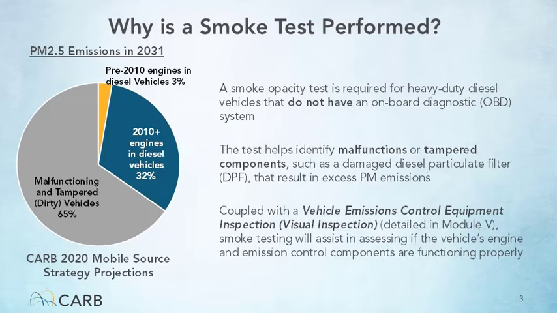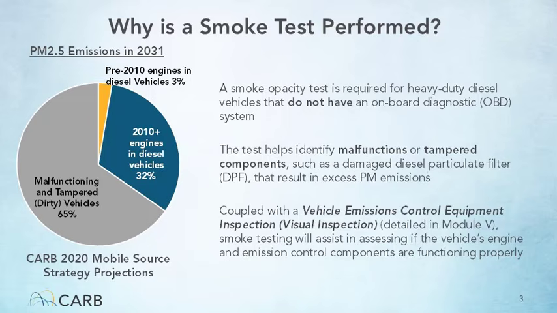Why is the smoke opacity test required? As shown in the pie chart, the majority of PM 2.5 emissions from the heavy-duty vehicle sector are caused by excess emissions due to malfunctioning or tampered emissions control components. The smoke opacity test is useful in identifying malfunctioning emissions control components in the vehicle. For example, visible smoke emitting from the tailpipe is typically a sign that the DPF has been compromised.